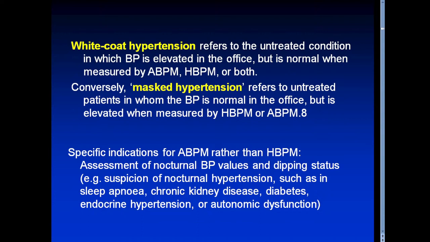Specific indications for ABPM rather than HBPM. Assessment of nocturnal BP values and dipping status. For example, suspicion of nocturnal hypertension, such as in sleep apnea, chronic kidney disease, diabetes, endocrine hypertension, or autonomic dysfunction.